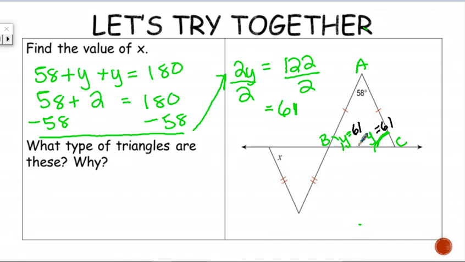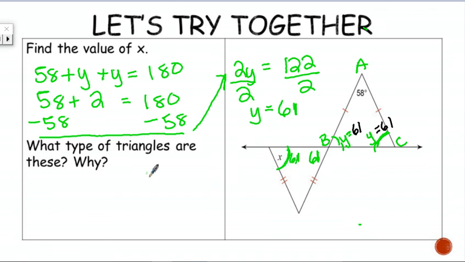Okay, now we're back in the game. So right here, I could have left it, but we're going to leave it anyway. This is 61. So if this is 61, and I know that these two angles are going to be the same, because if these two sides are the same, then this angle is the same as that angle, and this angle is the same as that angle. So if this is 61, so is this x right here, 61.